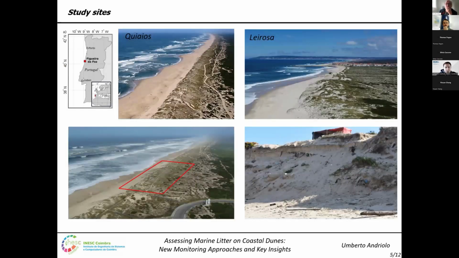The study sites were the dune ridge of Quiaios, which is in the central part of Portugal. It is one of the most well-conserved natural dune ridges in Portugal. It is about 20 kilometers long with dunes that are about 10 meters high. And then I will show you some peculiar research in Leirosa dunes. Leirosa is a fishing village south of the Mondego River, also in the center of Portugal.